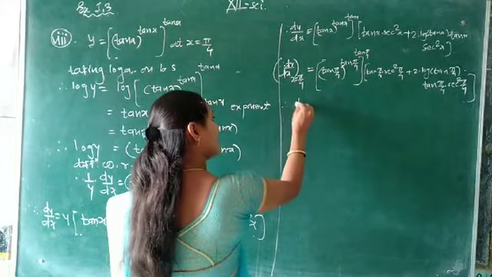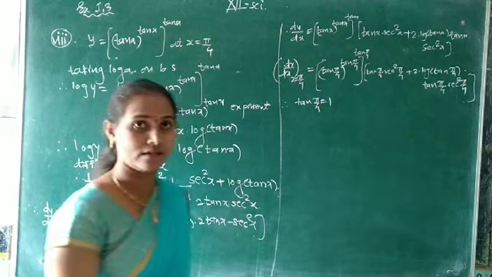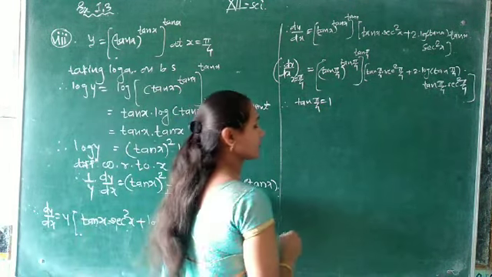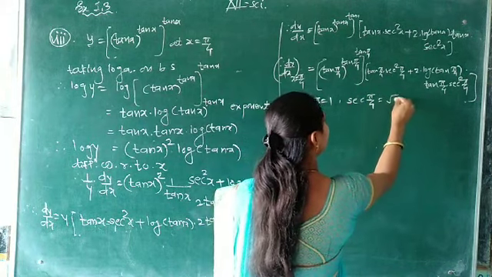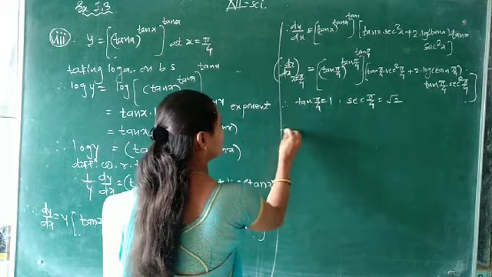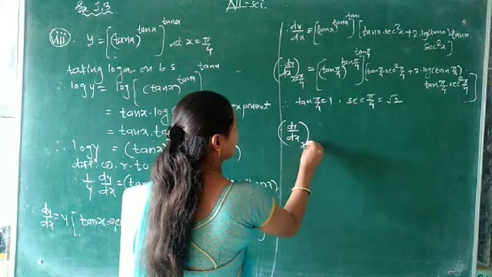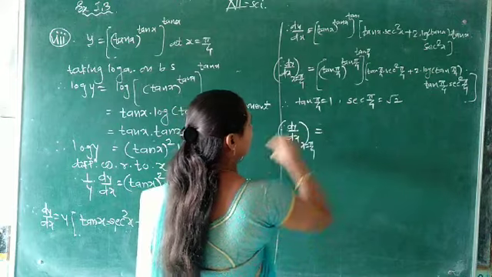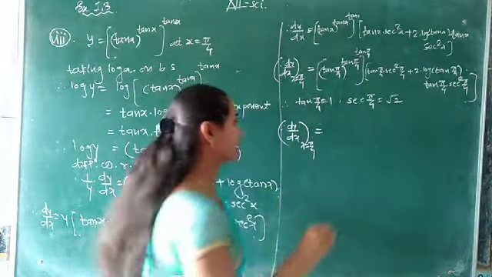And all of you know the value of tan pi by 4. Tan pi by 4 is equal to 1. Now what is sec square pi by 4? Sec pi by 4 is equal to root 2. So use these two values here. Therefore dy upon dx at x is equal to pi by 4 is equal to tan pi by 4 is 1, 1 raised to 1 is 1, again raised to 1, that is 1.